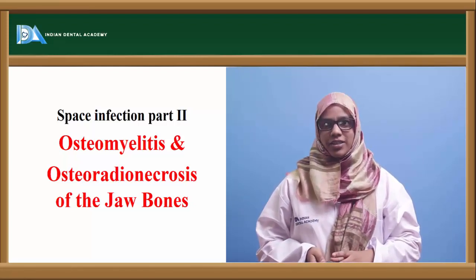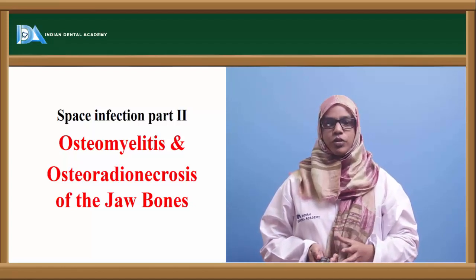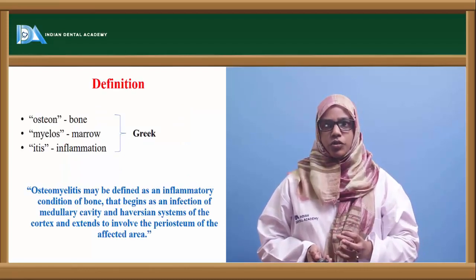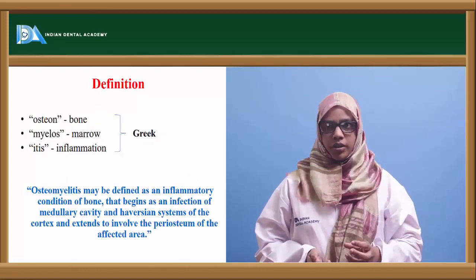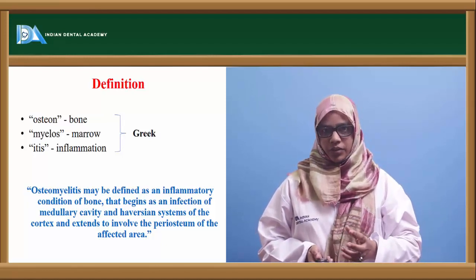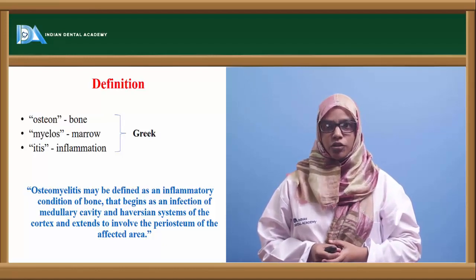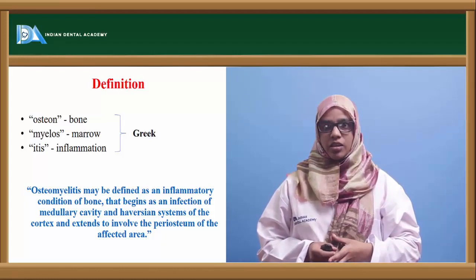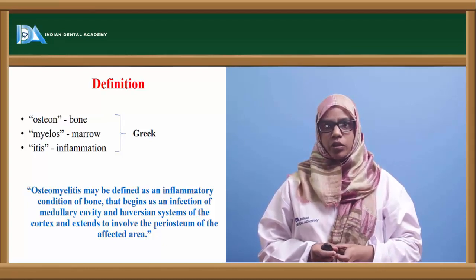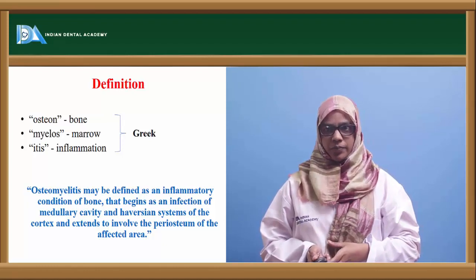I'm Dr. Sidra Ansari, and in this session, I'm going to discuss osteomyelitis and osteoradionecrosis of the jawbone. Now, osteon is nothing but bone, myelion is marrow, and itis is inflammation in Greek. Thus, osteomyelitis may be defined as an inflammatory condition of the bone that begins as an infection of the medullary cavity and the Haversian system, which spreads to the cortex and extends into the periosteum of the affected area.